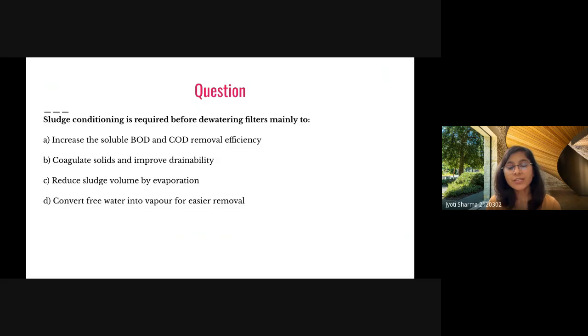Sludge conditioning is required before dewatering filter, mainly to increase the soluble BOD and COD removal efficiency, coagulate solid and improve drainability, reduce sludge volume by evaporation, convert free water into vapor for easier removal.